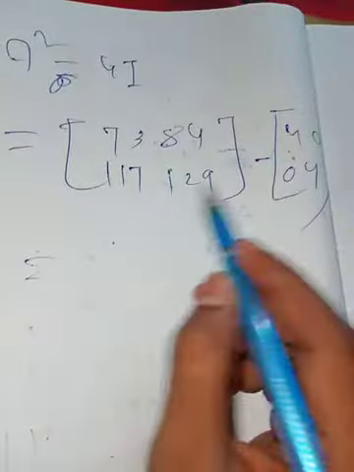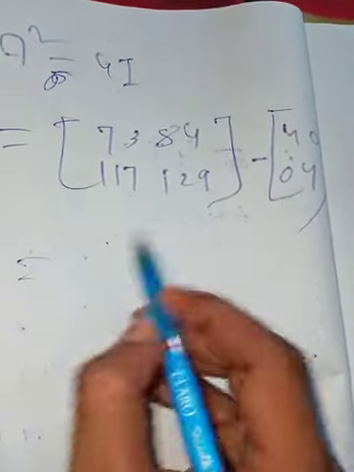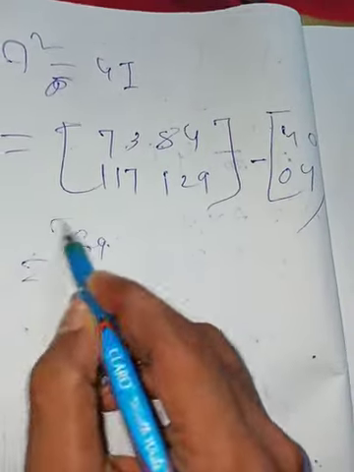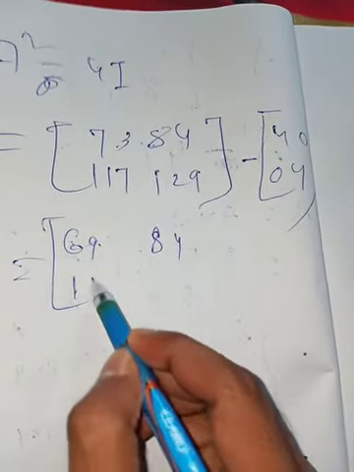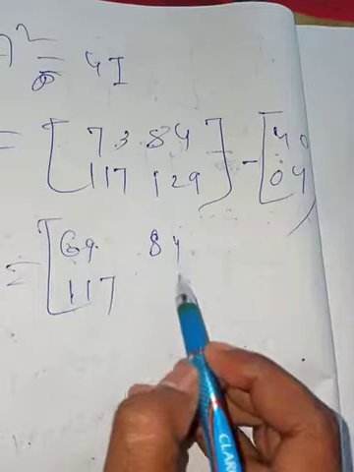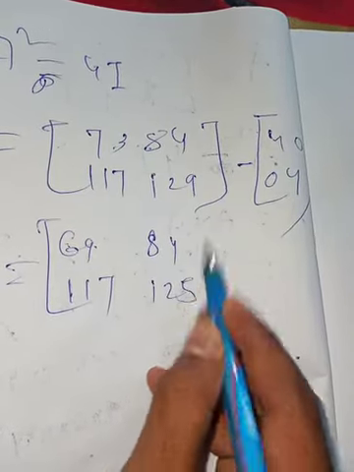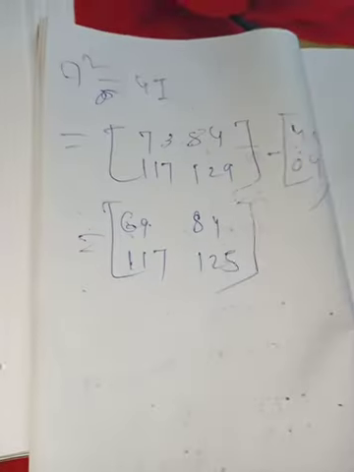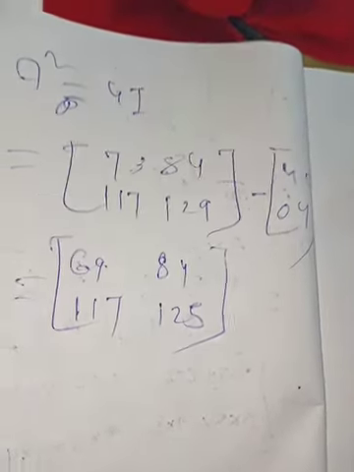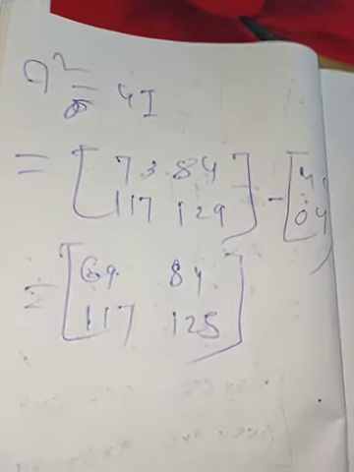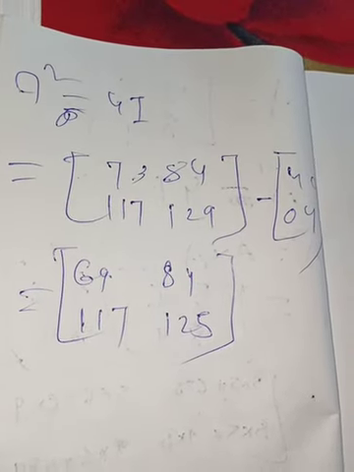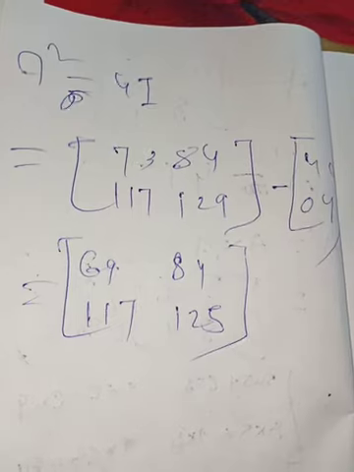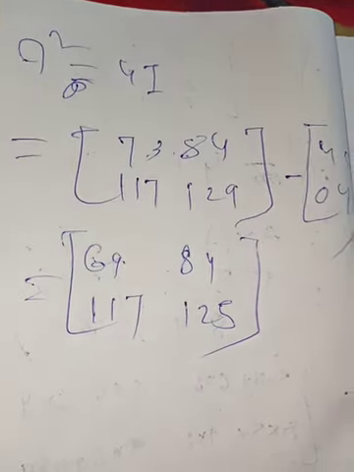Now subtract means subtract all the elements. 73 minus 4 is 69. 84 minus 0, 84. 117 minus 0, 117. 129 minus 4 is 125. So that is A square minus 4i. In this way you can solve the matrix. I think it becomes easy for you if you understand that. If you have any problem, you can ask me the question. Okay, bye.